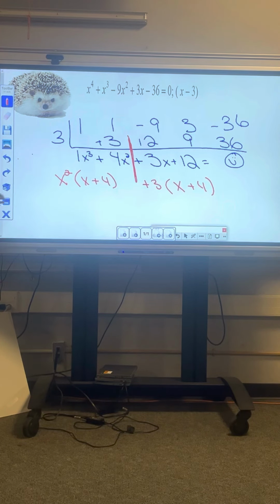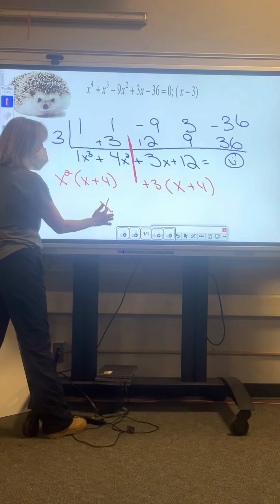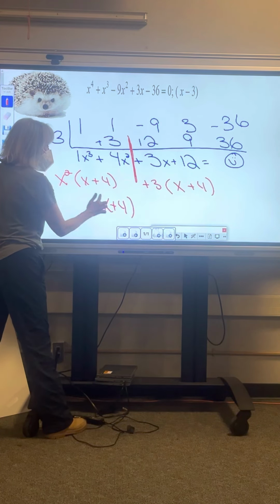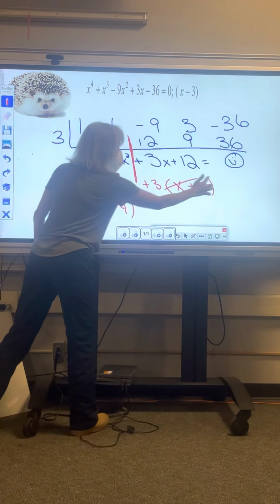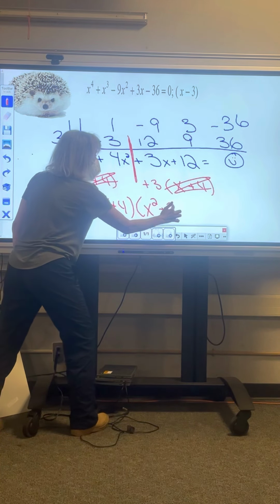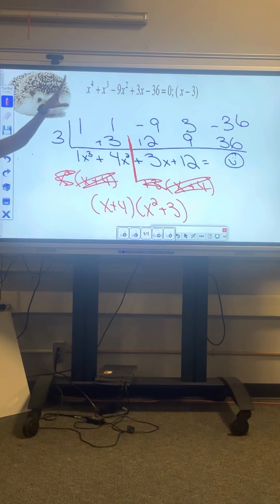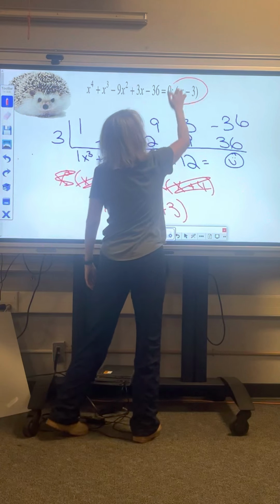Okay, here's what I have. I have x plus 4 and x plus 4. So I pull them out because they match. I get this matcher, I get this matcher. X squared plus 3, that looks good. Now here's where you got to be careful. Don't forget this guy too, right?